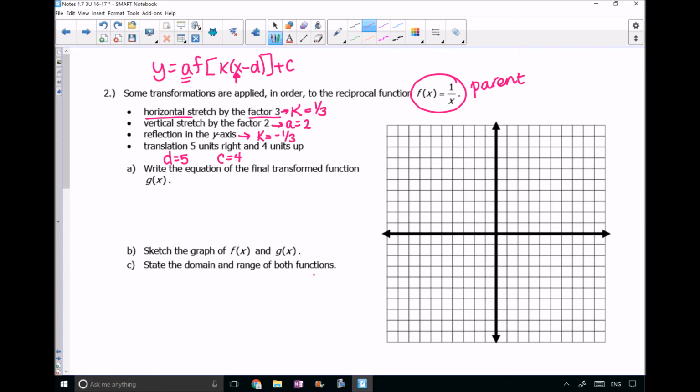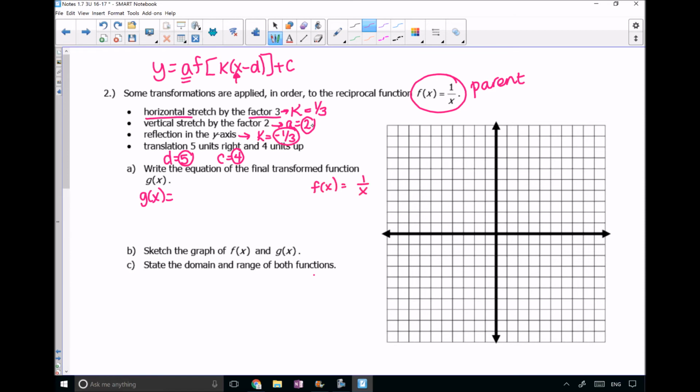Okay, so now that we've done that, we want to write the equation of the transformed function g of x. So how do I do this? Well, we know that g of x is going to have a scale factor, a k value of 1/3. Actually, sorry, we should say that our k value is -1/3. We also know that a is 2, d is 5, and c is 4. And our parent function is 1 over x.